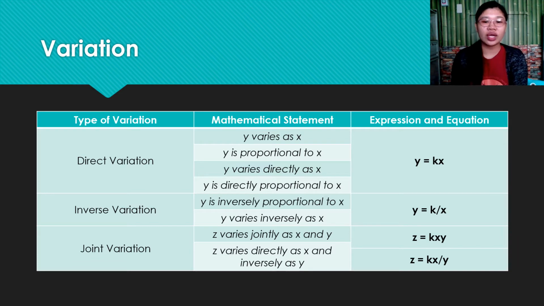If we have z varies directly as x and inversely as y, we have z equal to k, our proportionality constant, and then directly as x, so we have kx. And then the final statement, inversely as y. In simpler terms, our equation is z equals kx over y. To visualize it further, I will be giving you a sample problem.